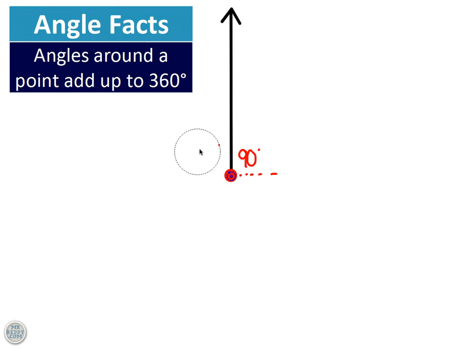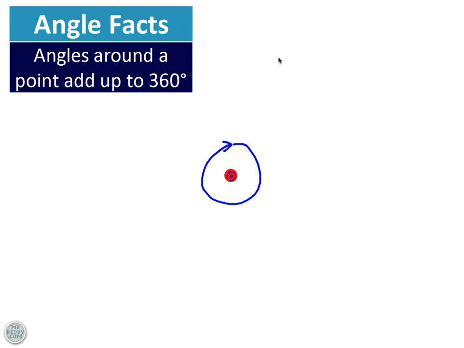Angles around that point where the person was standing make 360 degrees in total. 360 degrees when you do a full turn. So standing on that point, did a full turn, that would be 360 degrees.